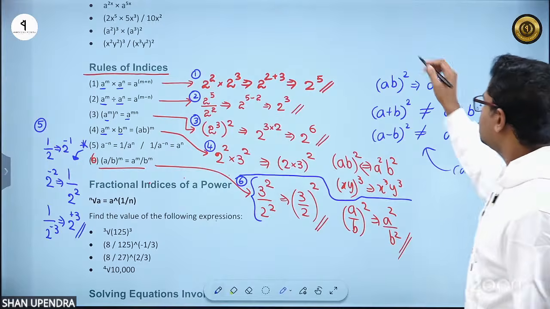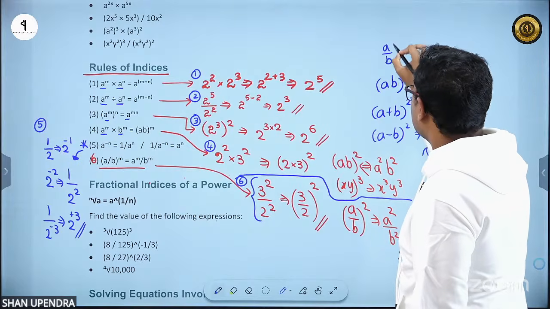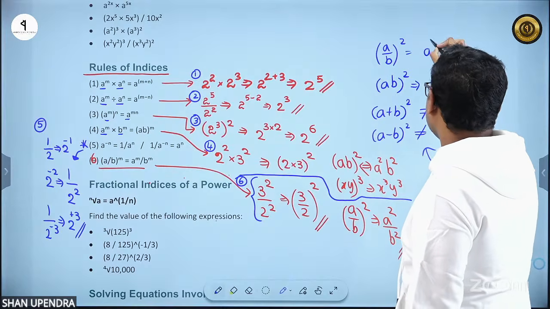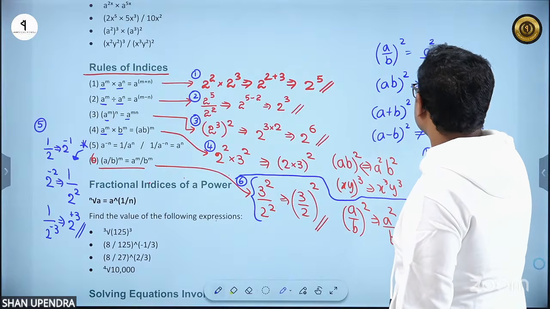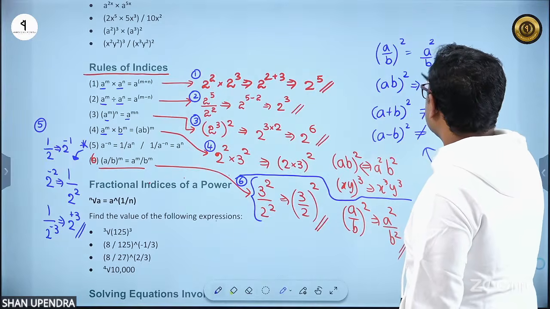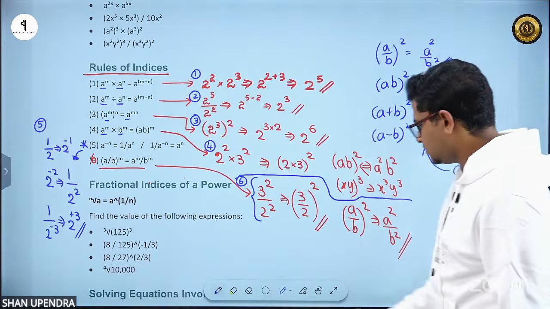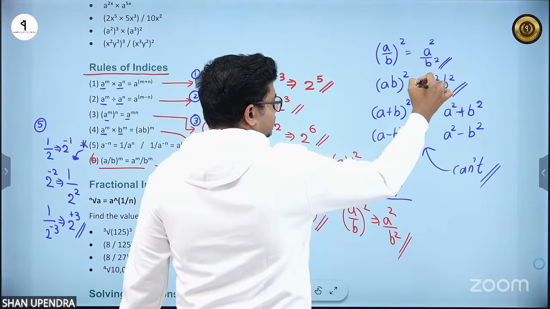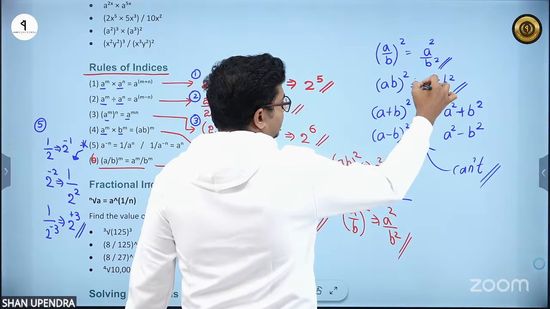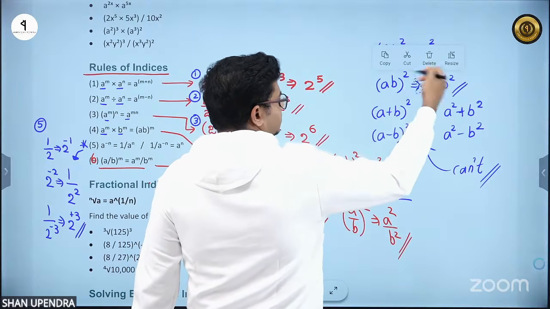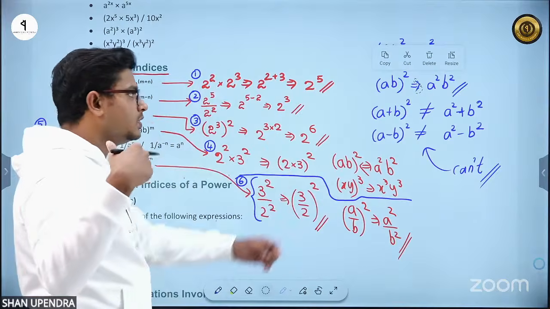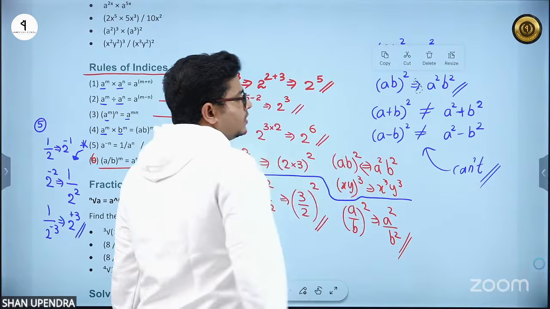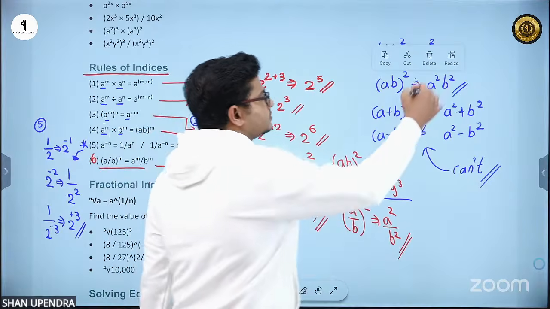(AB) squared, this one also is correct. (A over B) total squared is correct. You can write A over B squared like A squared over B squared. This is also correct. This is correct, this is correct. But these values are not correct. Not only squared terms, but let's take whatever fraction to the power 3. You can't write it that way.